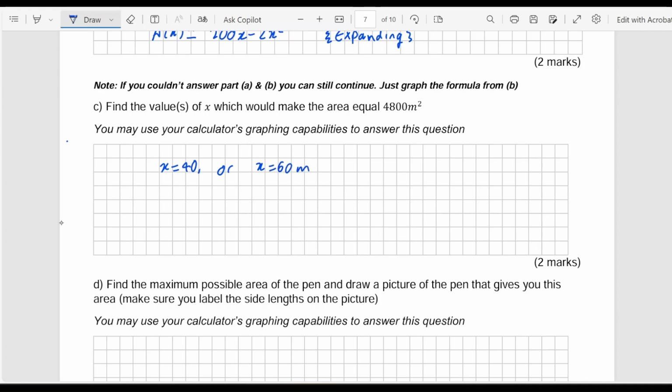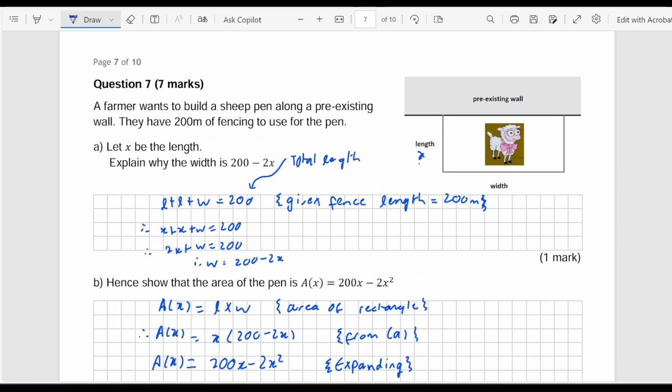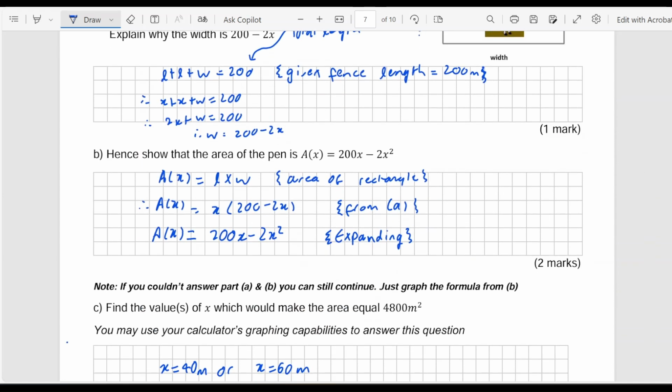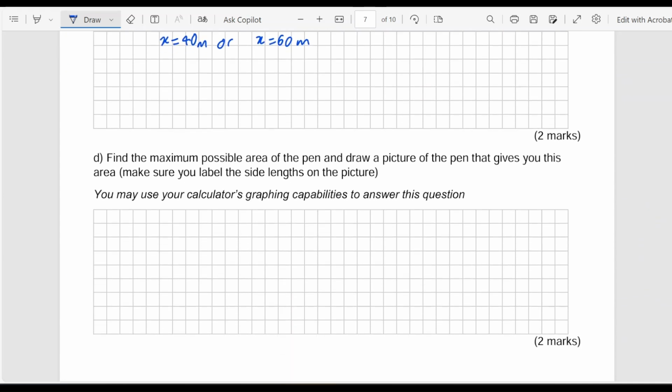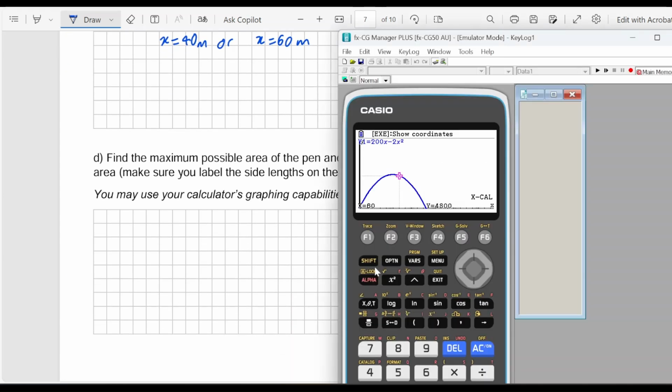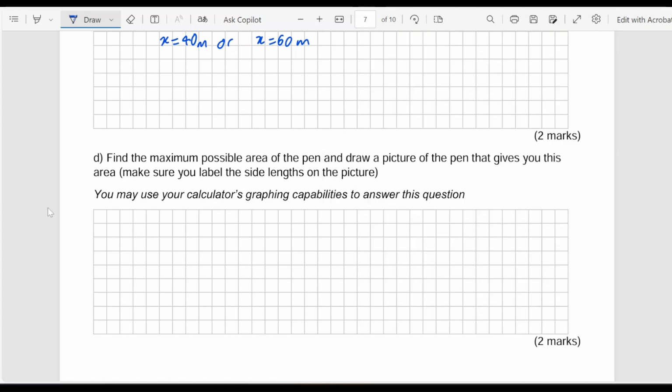And this will be in meters because the sheet pen is measured in meters. Wonderful. All right. Find the maximum possible area of the pen. So Shift G solve max, 5,000. So max area is 5,000 meters squared when x is 50.